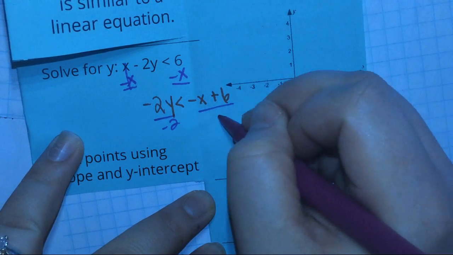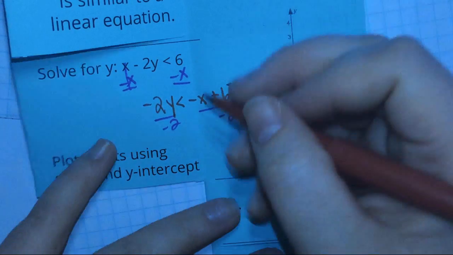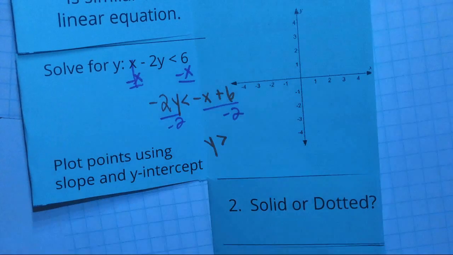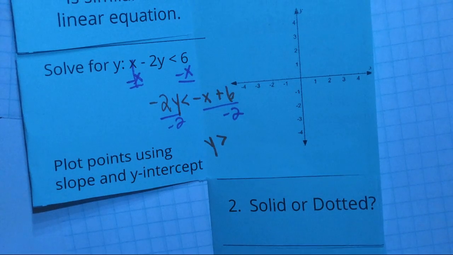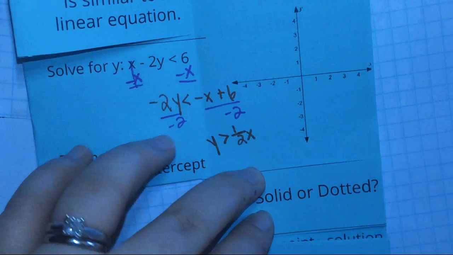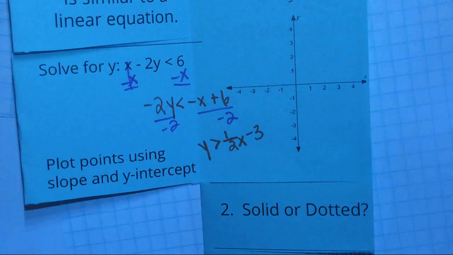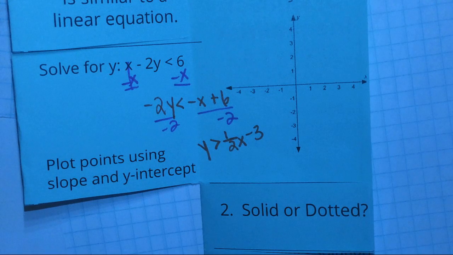And remind me of what happens. We need to flip the sign. So it's going to say y is greater than, and what should I write? Positive 1/2 x, and then what else? Minus 3.